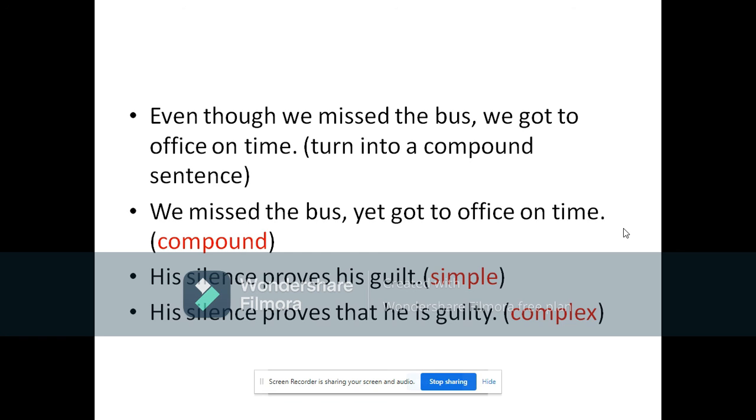Even though we missed the bus, we got to office on time. It is a complex sentence, because there is a subordinate clause. Turn into a compound sentence.